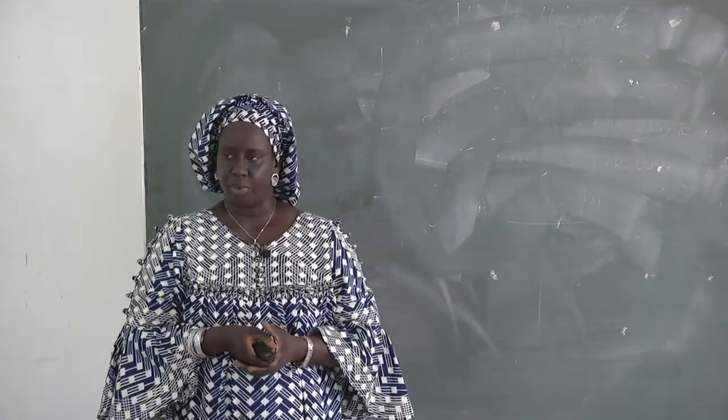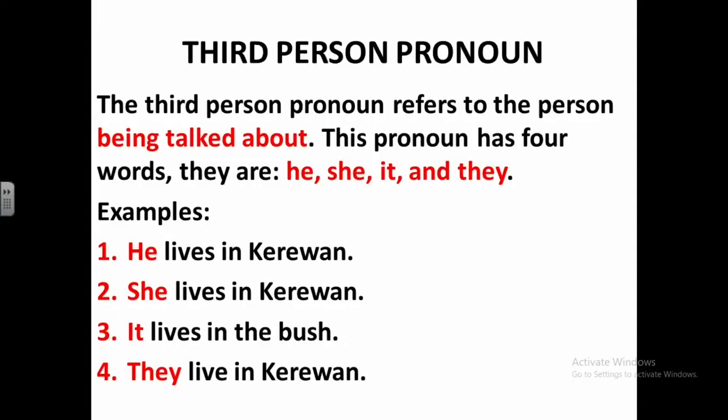The third person pronoun refers to the person being talked about. This pronoun has 4 words. They are he, she, it, and they. And in the examples we have, one reads, he lives in Kerewan. She lives in Kerewan. It lives in the bush. They live in Kerewan.